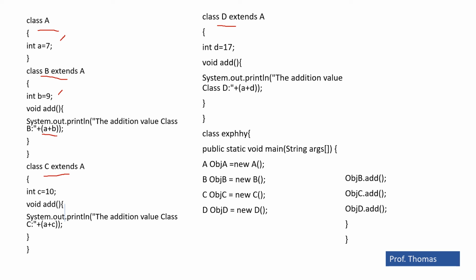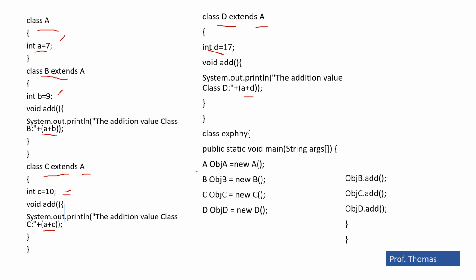So A plus B. And class C extends A. C equals 10. It adds A plus C. It can use the class A variable and also its own variable. And class D extends A. It can use the class A variable also, A equals 7, and its own variable. So we can add A plus D.